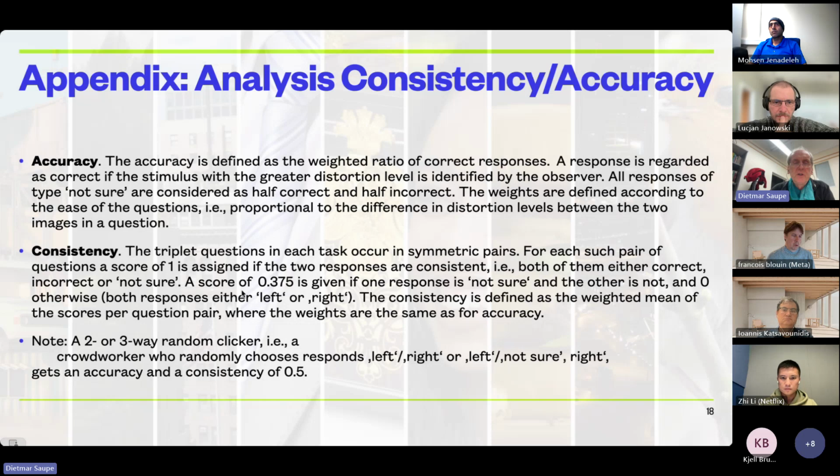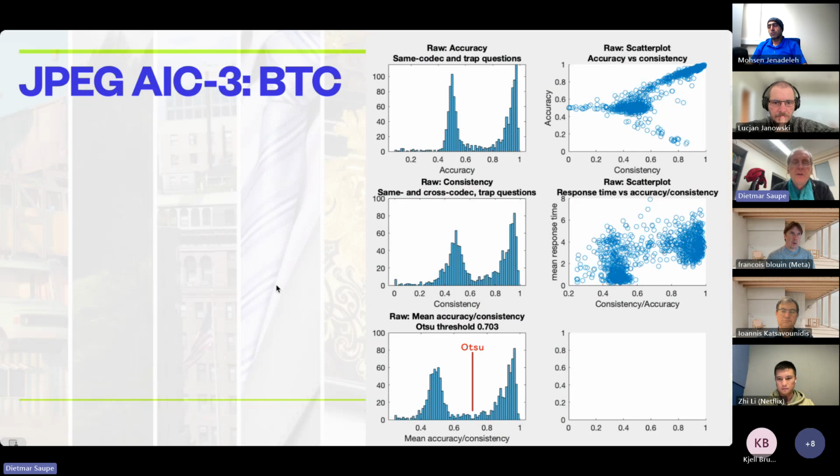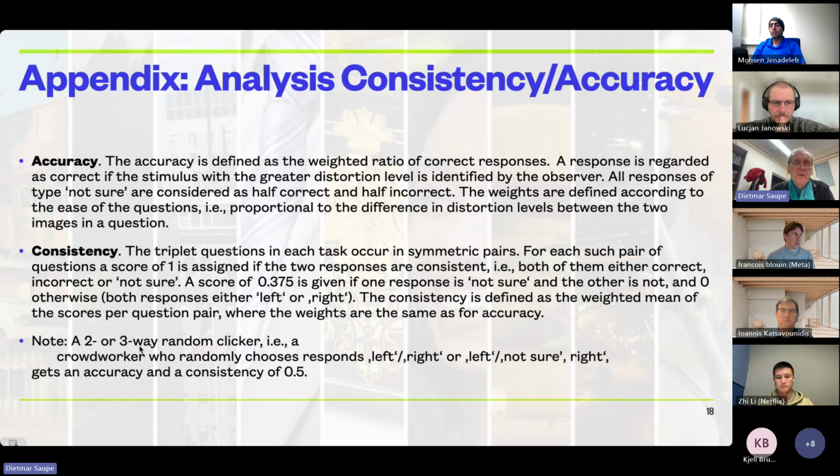And with the construction here, we see that a 2 or 3-way random clicker will get an accuracy and a consistency equal to 0.5. The best performance, of course, is an accuracy of 1 and a consistency of 1, but a random clicker gets 0.5. What is a random clicker? A random clicker would randomly choose between left and right. Or since we have 3 options, a random clicker could also be choosing left, not sure, or right, randomly. And for both of these random clickers, accuracy will be 0.5 and consistency will be 0.5. So what we're looking for are the good crowd workers that have accuracy and consistency high, around 1.